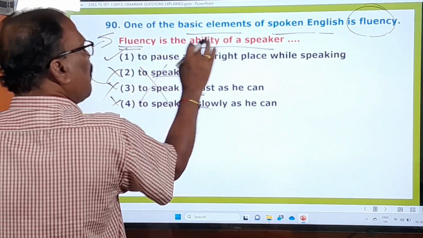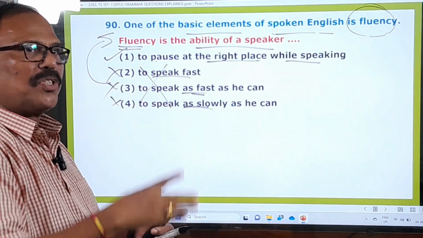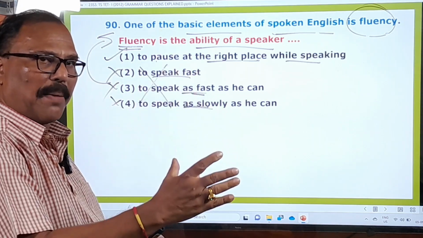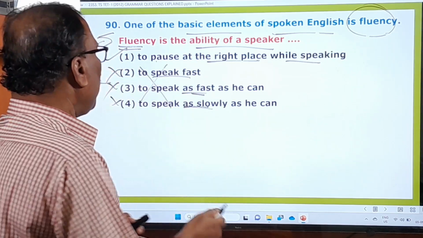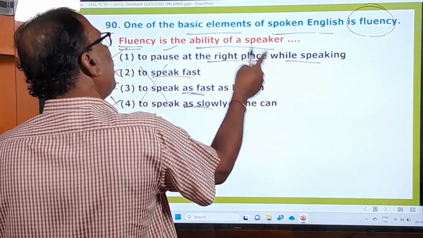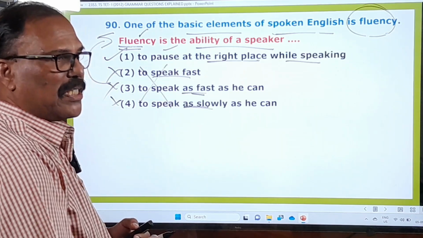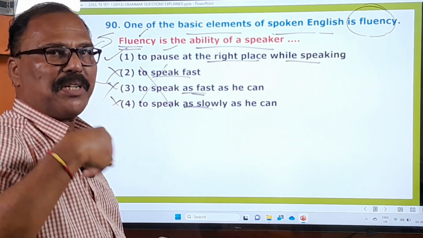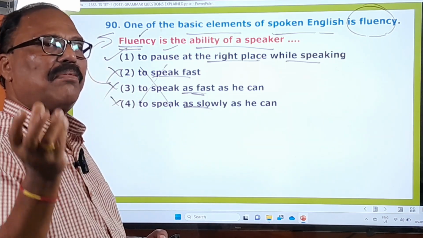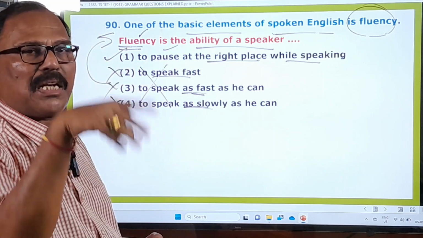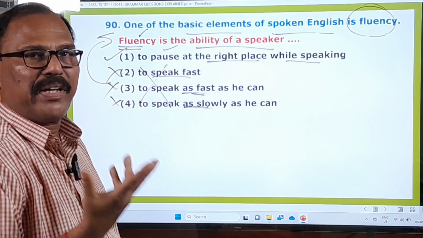So fluency is the ability of a speaker to pause at the right place while speaking. He has to stop wherever he is supposed to stop, wherever he has to take a gap. If that person knows where to pause, that is called the ability of fluency. Fluency does not mean simply going on speaking without full stops and commas. Speaking with full stops, commas, question marks and exclamation marks, following those rules, makes your language look fantastic.